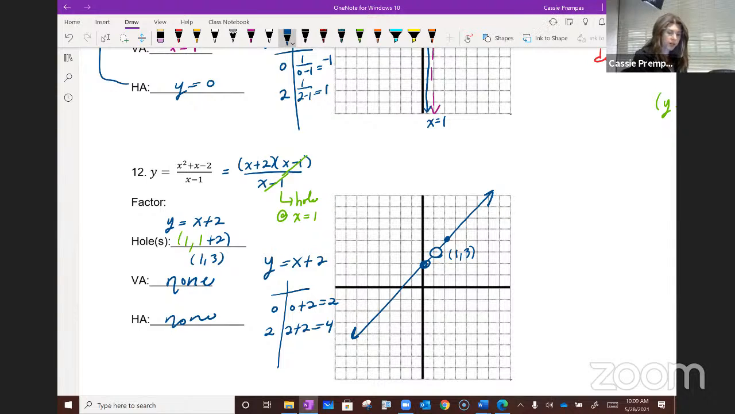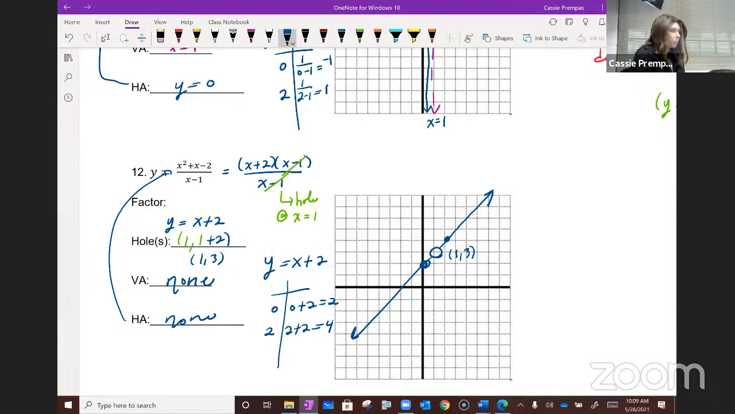All right, guys, go ahead and take a look. You should have found a hole at the location (1, 3). There's no vertical asymptote because nothing's left in the bottom. There's no horizontal asymptote because the degree of the numerator is bigger than that of the denominator.